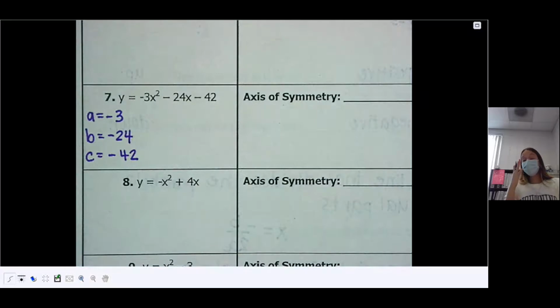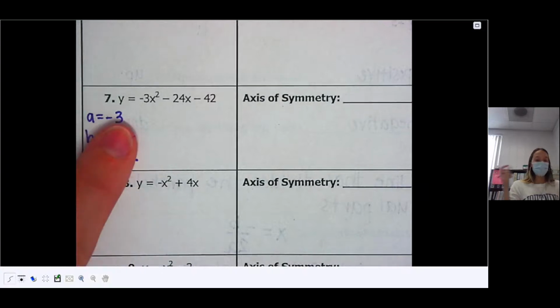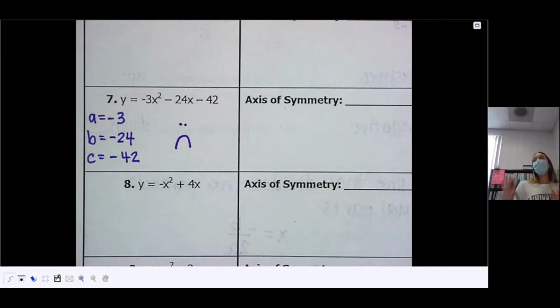Now, is this a happy graph or a frowning graph? It's a frowning graph because we've got a negative a value. So I'm going to put a sad face so I remember it's a down graph, right? It's going down.